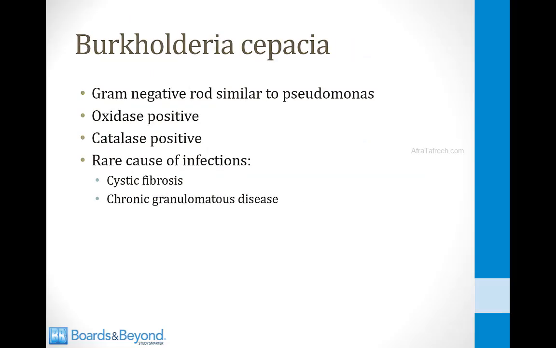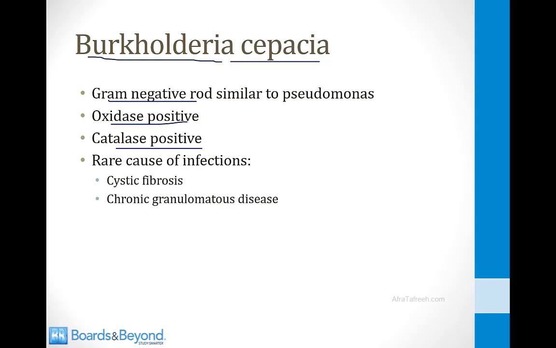Before we move on, let me mention a very rare pathogen that's closely related to Pseudomonas. Its name is Burkholderia cepacia, and in fact people used to think it was a species of Pseudomonas, but it's now been identified as its own bacteria, and in fact there are a number of subspecies of Burkholderia.